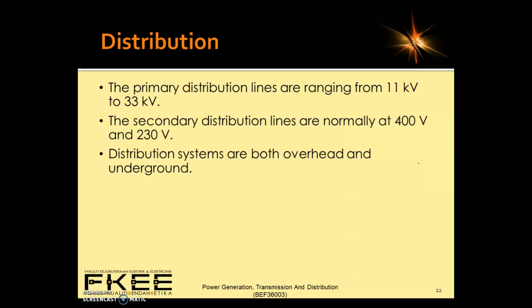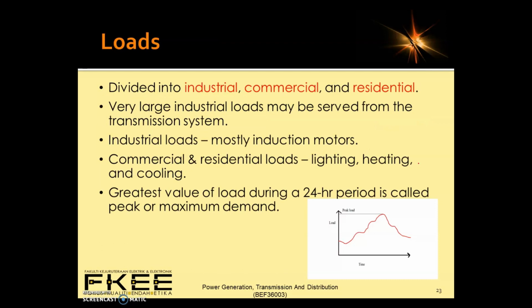Okay, and then for the distribution system, we have two types of distribution, which are the primary and also the secondary distribution lines. The primary distribution lines range from 11 kV to 33 kV, while the secondary distribution lines are normally at 400 volt and 230 volt. Basically, these distribution systems come with both overhead and underground, same as the transmission system.